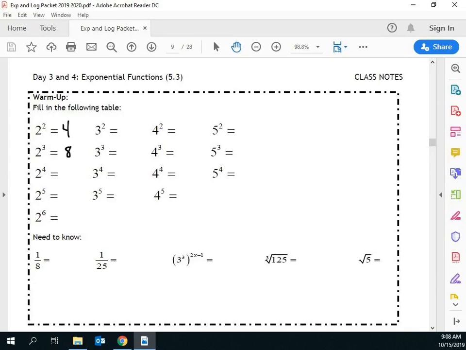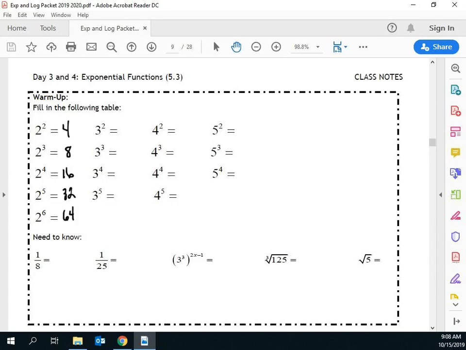2 to the 4th ends up being what? 16. Times 2 again. And then times 2 for the last time. Because honestly, I don't want to have to sit there and go, okay, 2 times 2 times 2 times 2 times 2, 6 times. What's a pattern that I can use to make my job a little bit easier? And that pattern is going to be just take what's above and multiply it times 2, right?